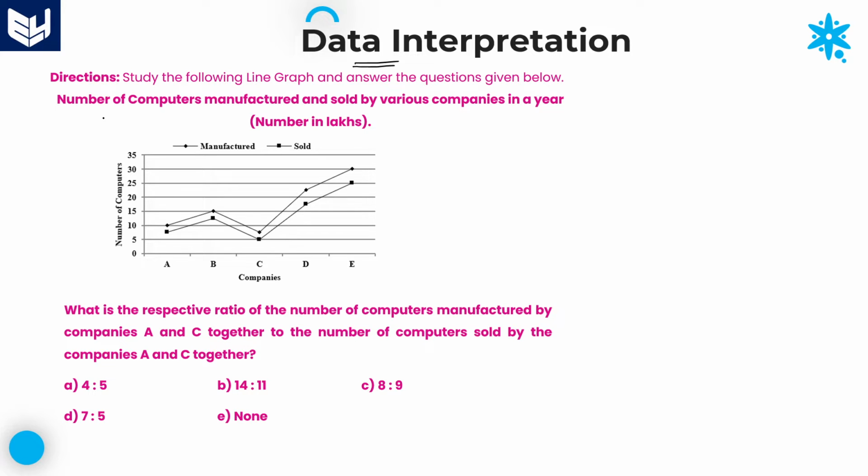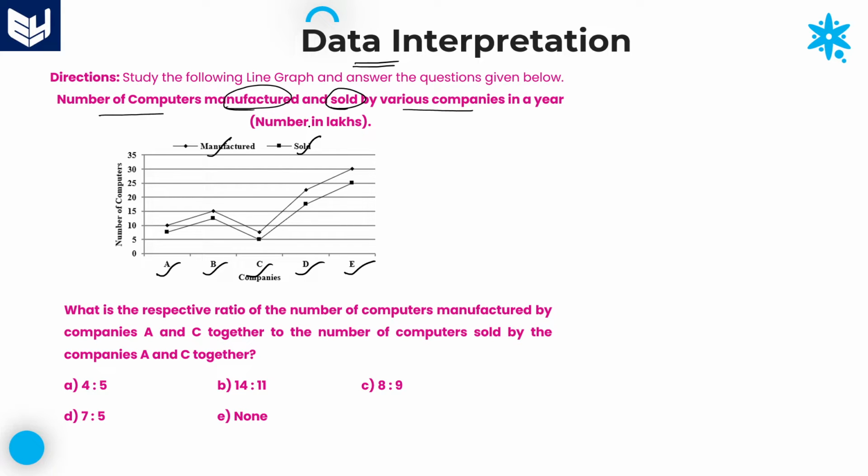Here the information is about the number of computers manufactured and sold by various companies in a year. The information is very clear: how many computers are manufactured and how many are sold by various companies. The companies are company A, company B, company C, company D, company E. These are the five different companies, and we are given how many computers are manufactured and how many are sold. That is the given information.